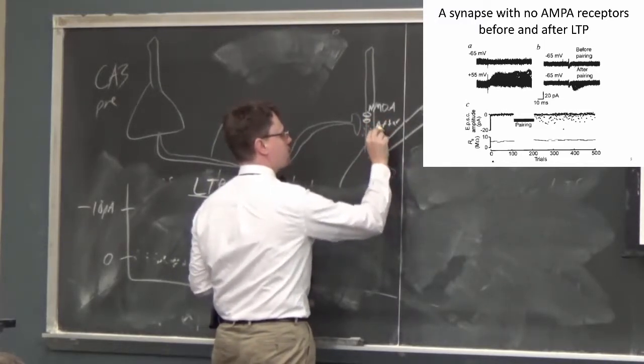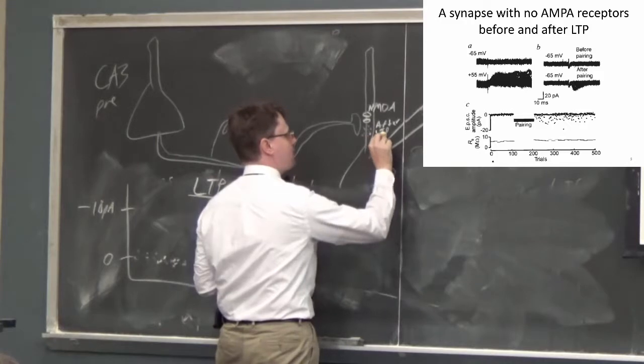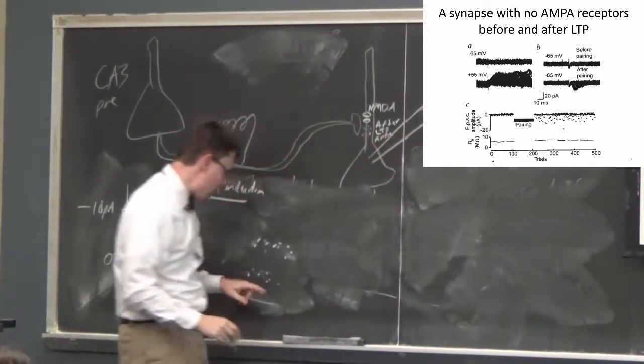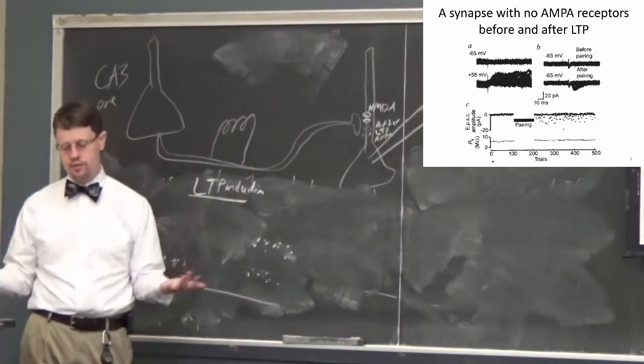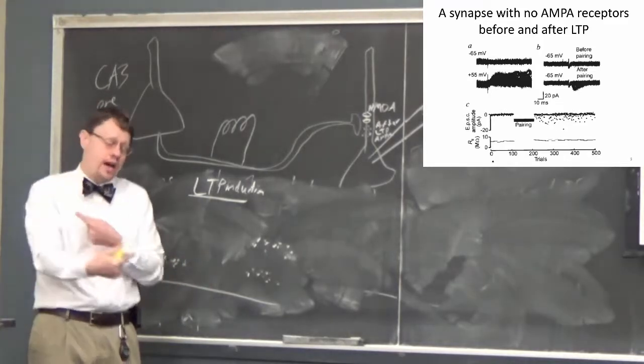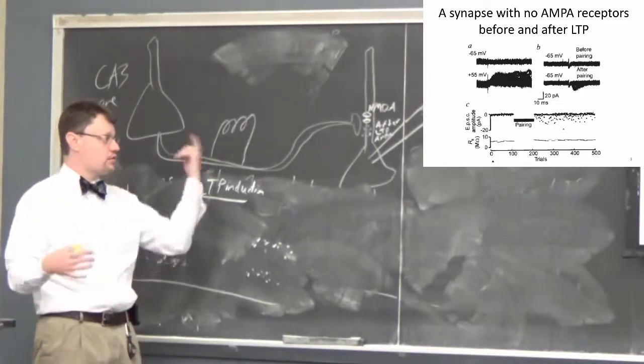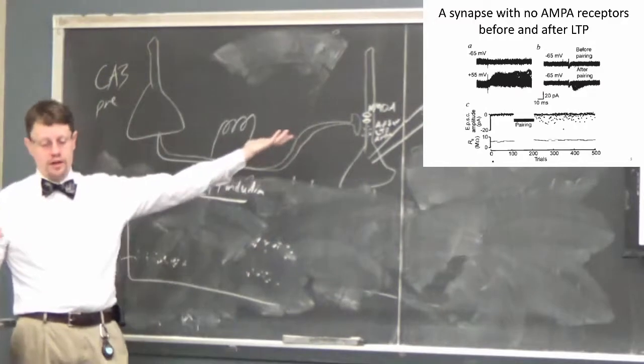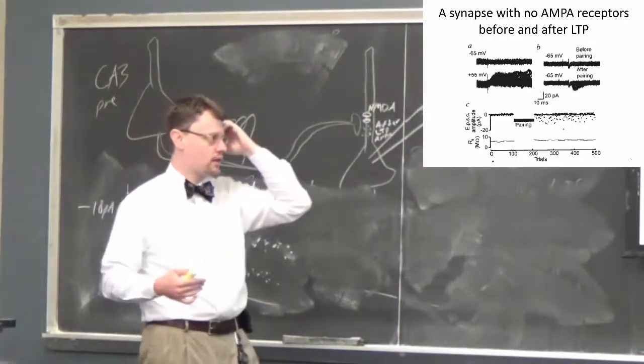After LTP, now we've got some AMPA receptors here. And now, sometimes we get zero because no neurotransmitter comes out. Other times, we get a response because neurotransmitter comes out, and we can detect it now because we've got AMPA receptors that are added to this.